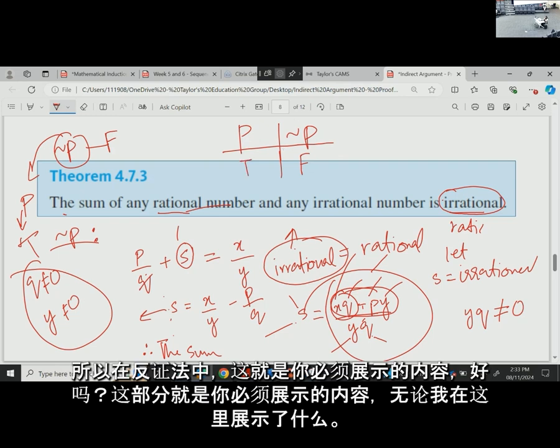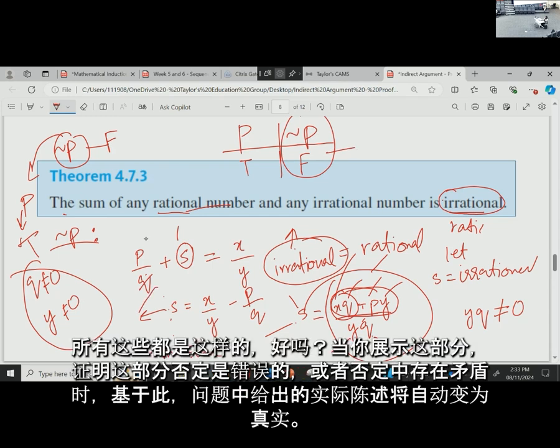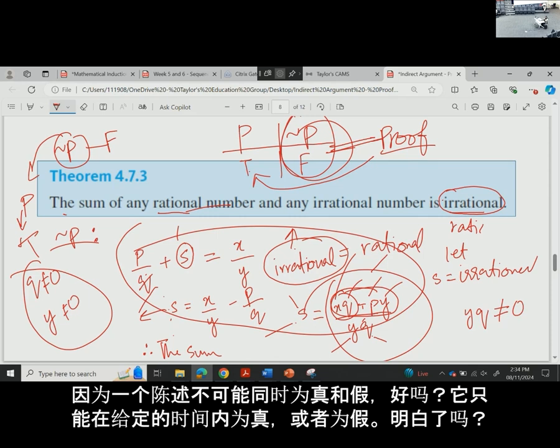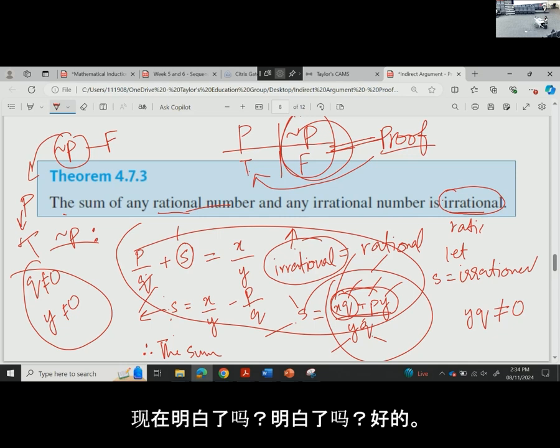So in proof by contradiction, this is what you have to show. This part is what you have to show, whatever I have shown over here. All of this is this. When you show the proof for this part, that the negation is false or there is a contradiction in the negation, then automatically the actual statement that is given to you in the question becomes true. Because a statement cannot be true and false at the same time. It can only be true or false at a given time. Clear? Now, clear?